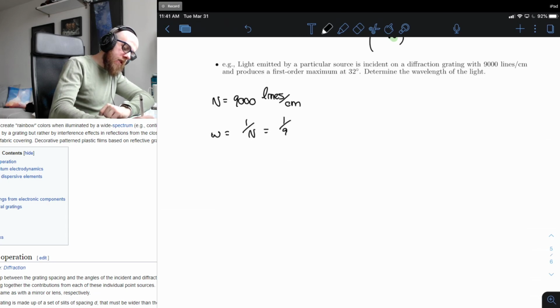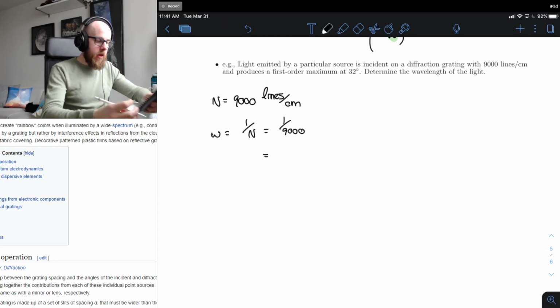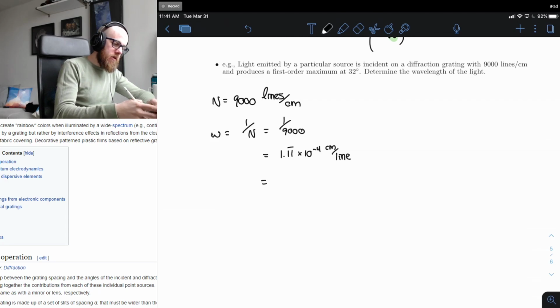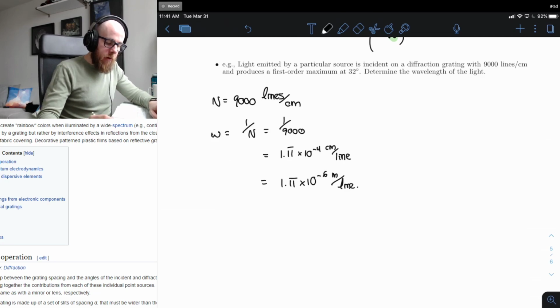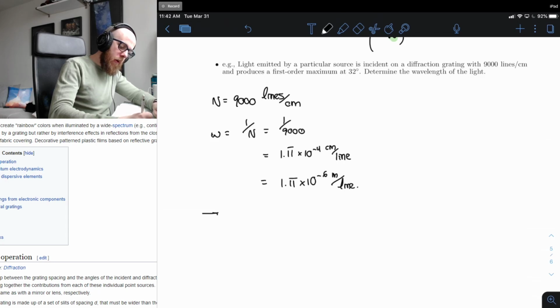So 1 over 9,000. That's 1.11 repeating times 10 to the -4 centimeters per line, which put into meters is 1.11 repeating times 10 to the -6 meters per line. So we have our W value, and it produces a first order maximum. So when m is equal to 1, theta 1 is equal to 32 degrees.